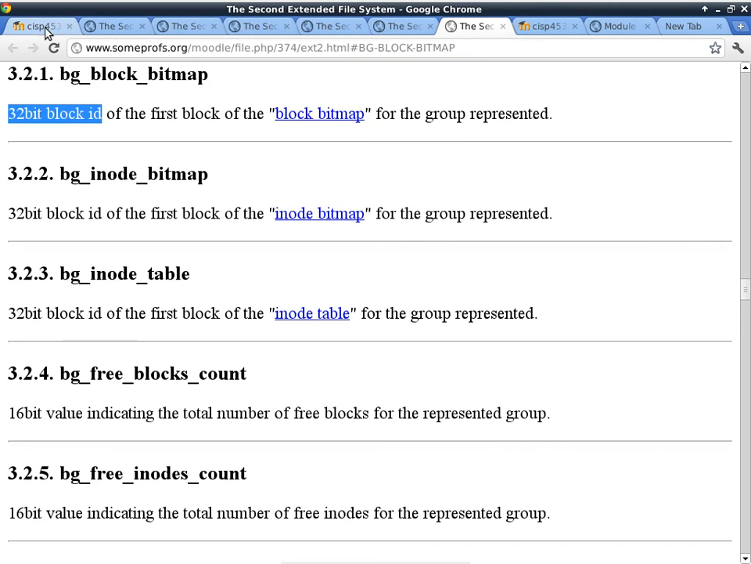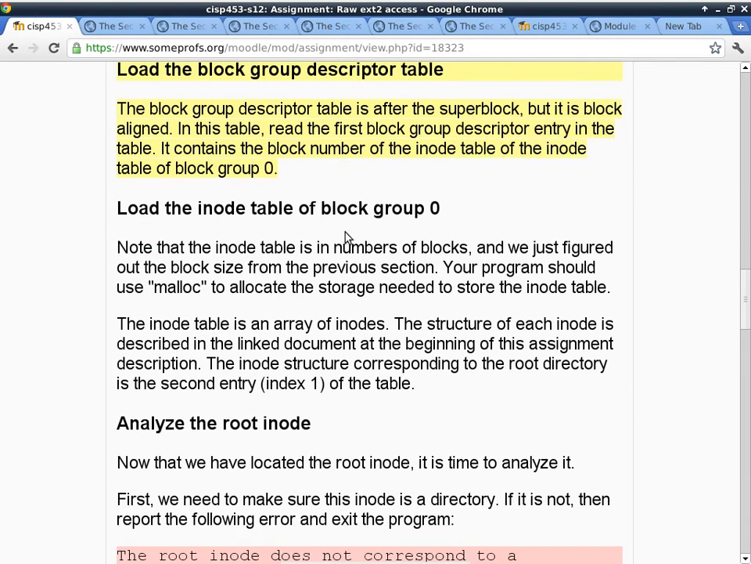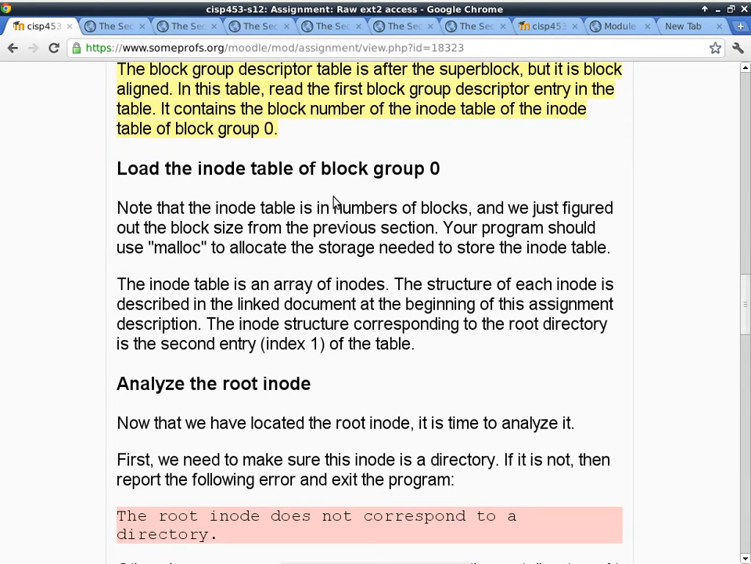Let's go back to the homework assignment, because you don't really have to access every single thing here. Okay, so we just loaded the block group descriptor table. Well, we haven't really loaded it, but we were looking at it using hexdump. So we want to load the inode table of block group 0. And how do we do that?